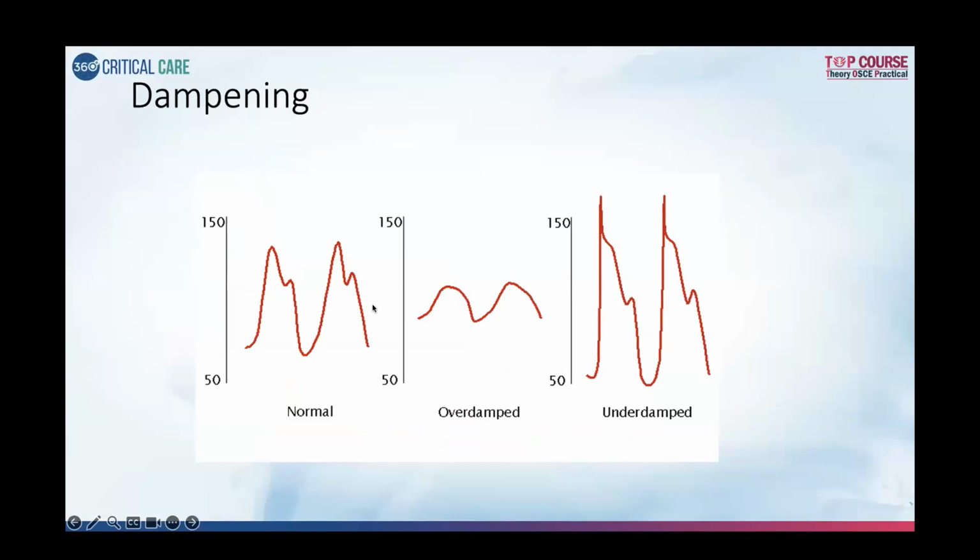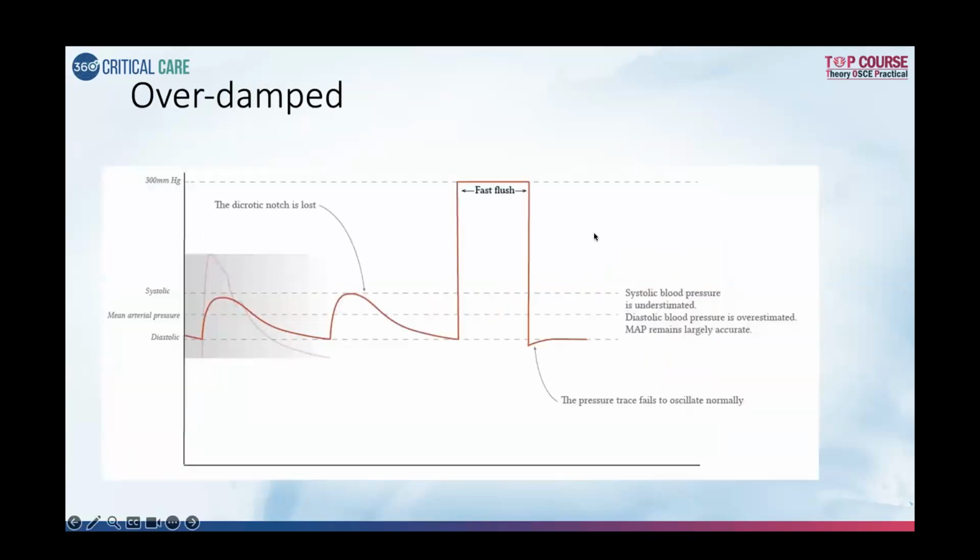Now they are very fond of asking what type of waveform this is. This is a normal waveform, this is overdamped, this is underdamped. The difference is that in overdamped, you will not have a very big waveform. In underdamped, you will have a very high peak and a very low diastolic pressure. Now, how to differentiate that? We do a flush test, or fast flush test. We open the transducer to the maximum pressure and then release it to see how many waveforms are required for the pressure waveform to come to the baseline reading.